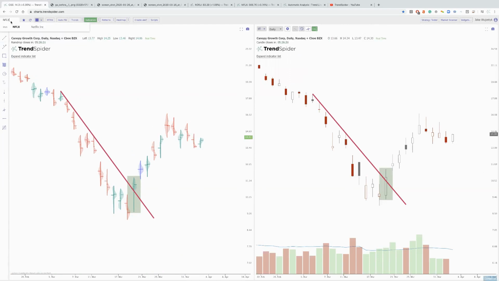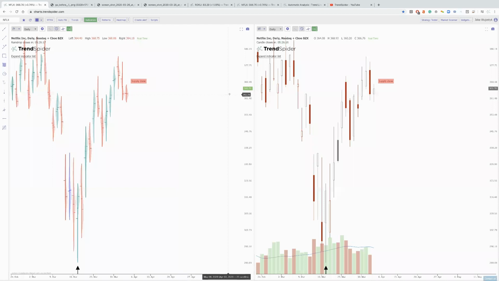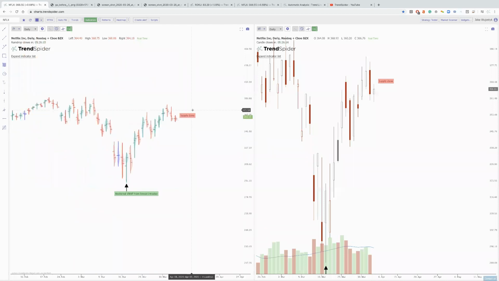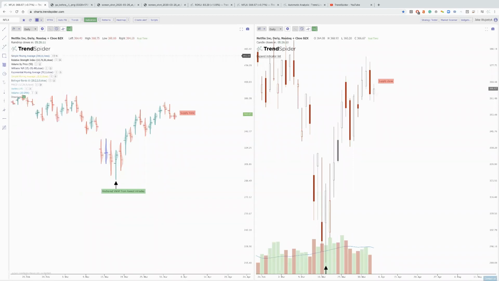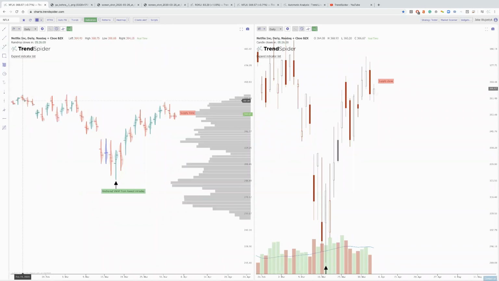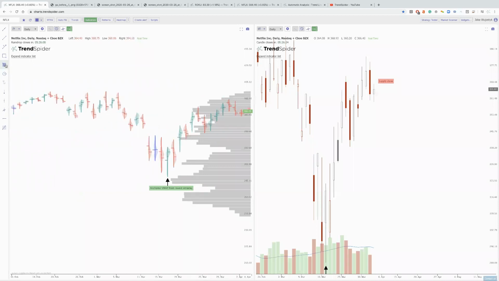Notice here on Netflix, if we go back to that supply zone, you'll see something very similar. Notice that when we initially hit this supply zone on this candle here, notice there was no volume supporting price at this area.